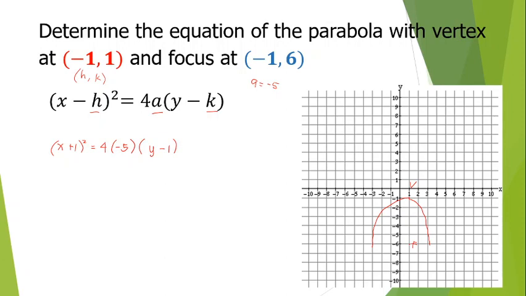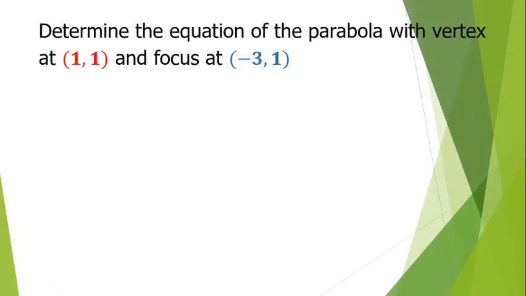So let's simplify this one. We'll have (x + 1)² is equal to -20(y - 1). So that would be the equation of the parabola with vertex at -1, 1 and focus at -1, 6. Let's have this second example.